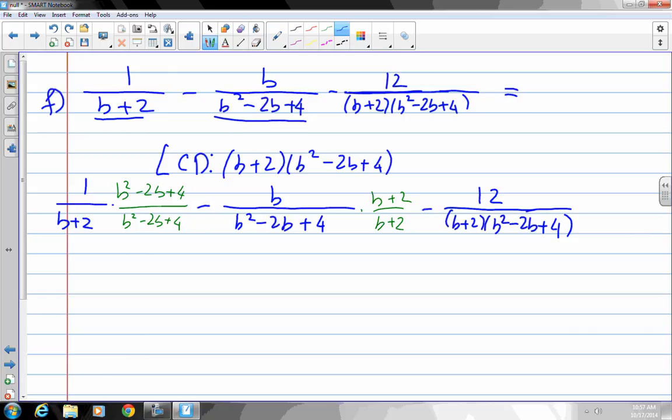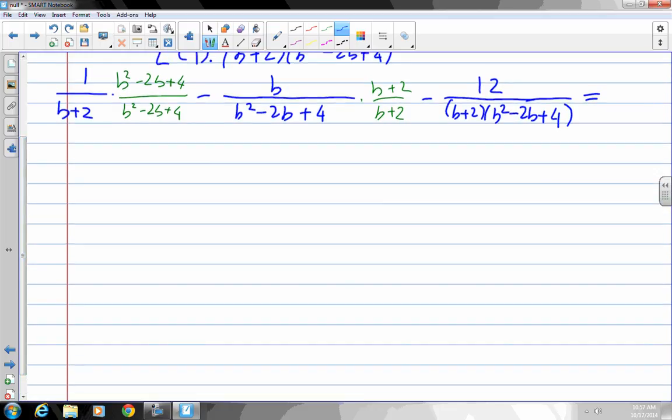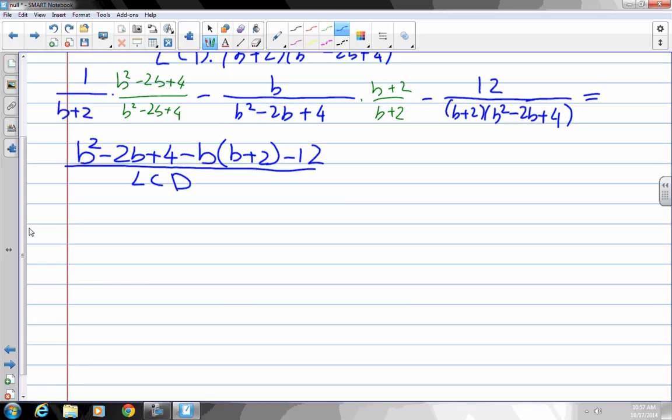Is that okay? So when I put everything together, we'll get the following. From the first one, b squared minus 2b plus 4 minus b times b plus 2 minus 12, all over whatever the LCD was. So the numerator, you just pile them all together, because now they all have same denominators. So I need to open up the parentheses, combine like terms, and see what that gives me.